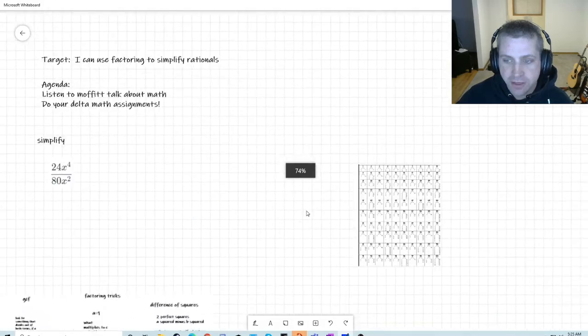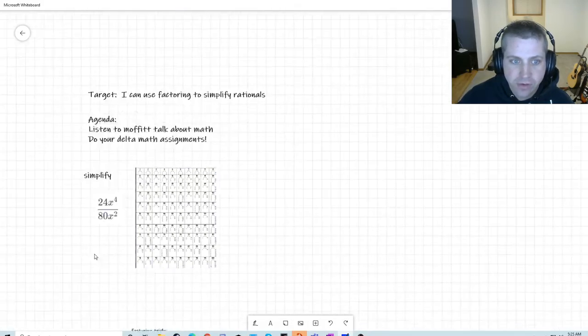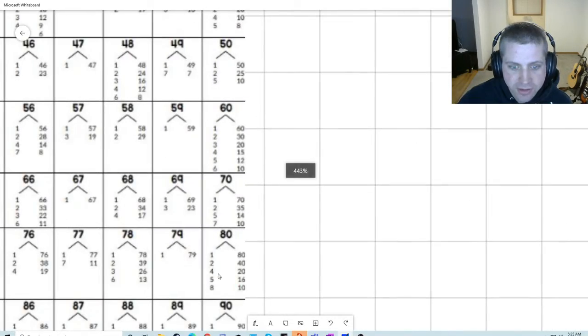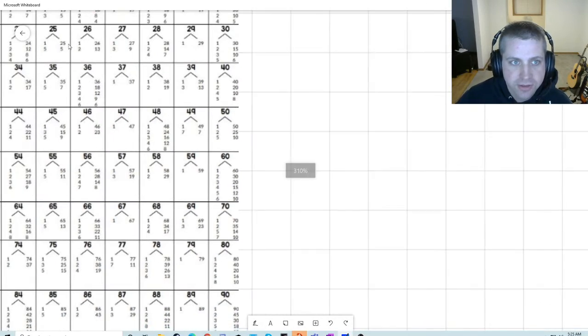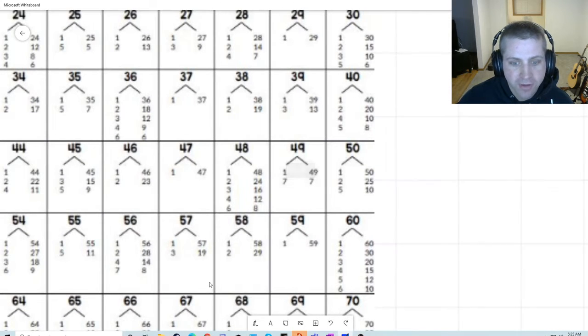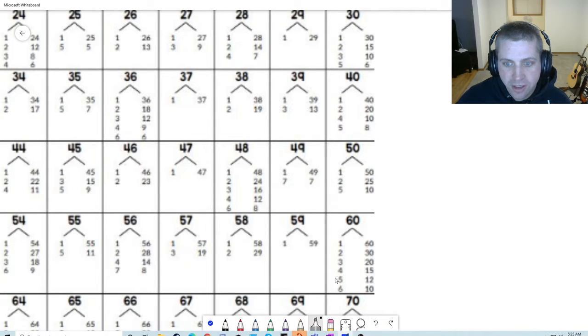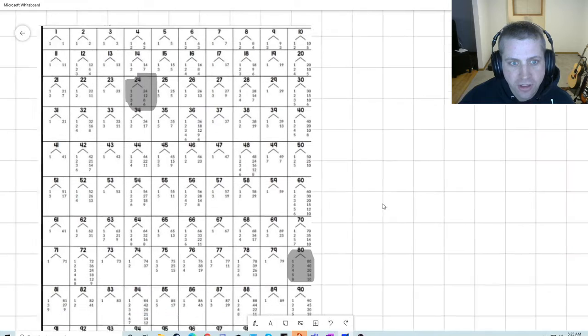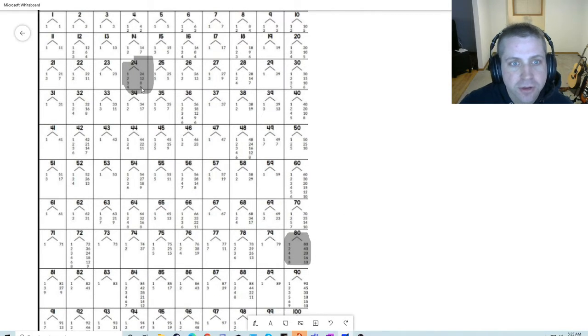You have the blue factor pair chart sheet. Use it. It's kind of nice. 80, I'm looking to see what's in 80. I'm also going to look and see what's in 24. And I'm going to find a common factor. So let's highlight 24, 80. And if I'm looking here, I'm looking for the biggest common factor in both of those terms.